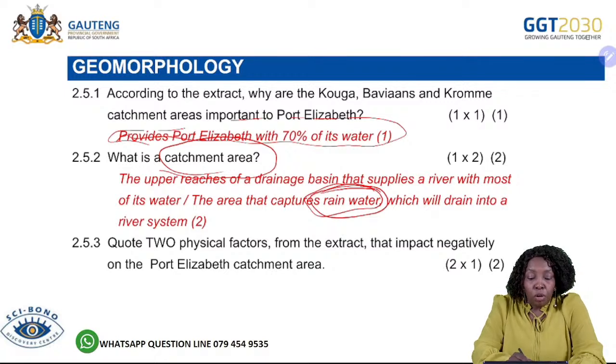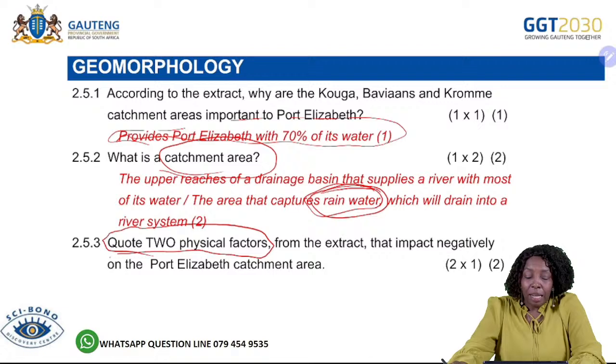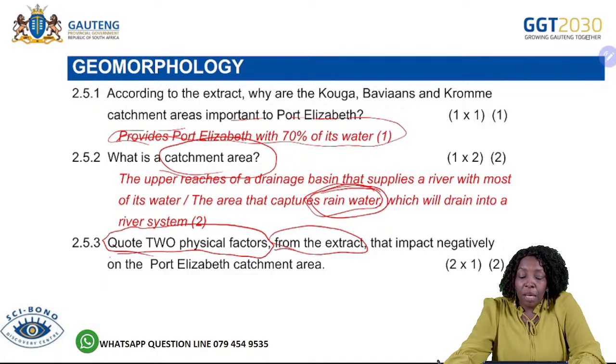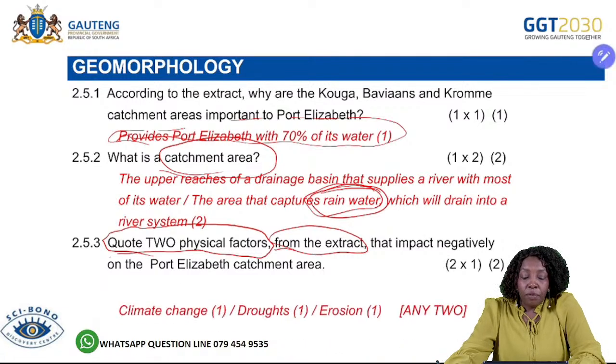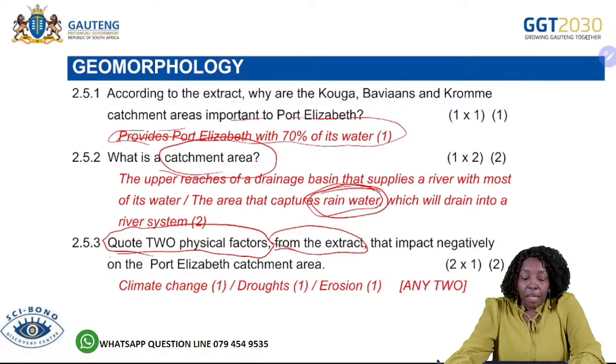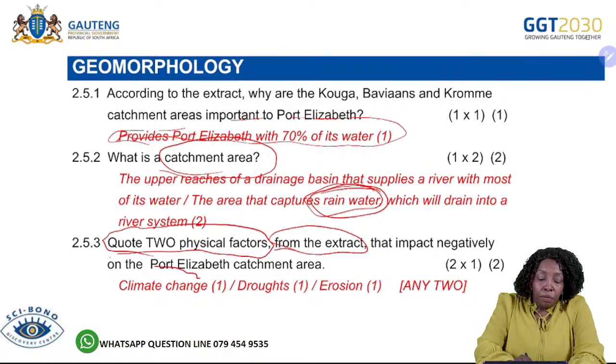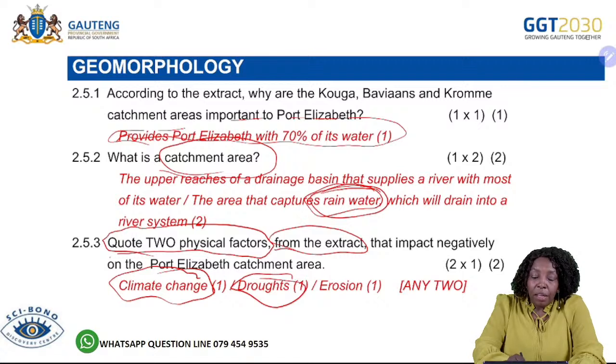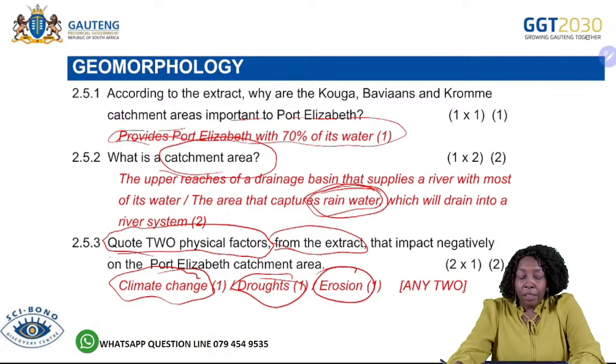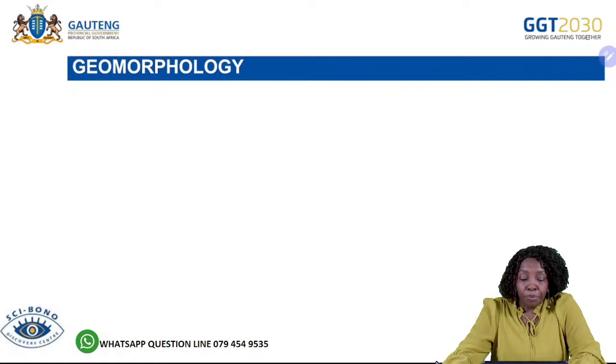Then the next question also says, quote 2 physical factors. So if you come across questions like this, boys and girls, you should know that your answer is in the extract. Quote 2 physical factors from the extract that impact negatively on Port Elizabeth catchment areas. These answers, if you go to the source, you will find them given for you to put down there. Climate change, droughts, and erosion.